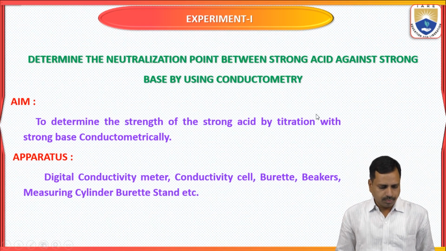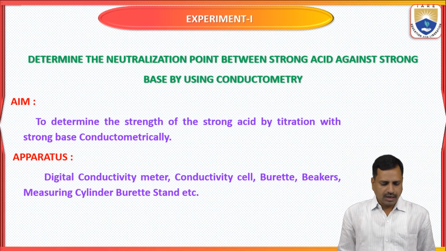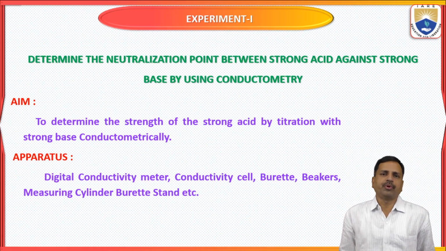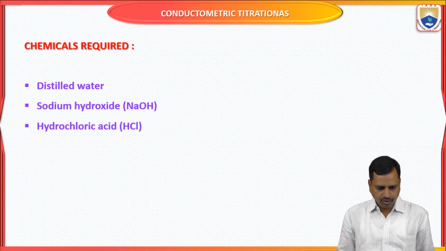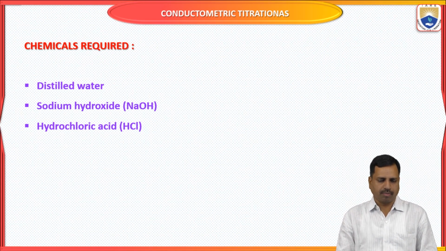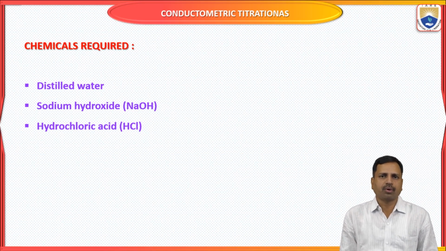So what are the apparatus required for this experiment? A digital conductivity meter, conductivity cell, burette, beakers, a measuring cylinder, and burette stand. Furthermore, we also require pipettes for collection of the sample. Then what are the chemicals required? Distilled water, sodium hydroxide, and hydrochloric acid.